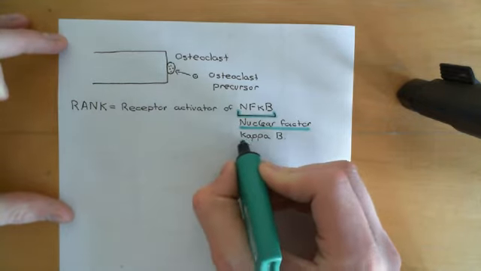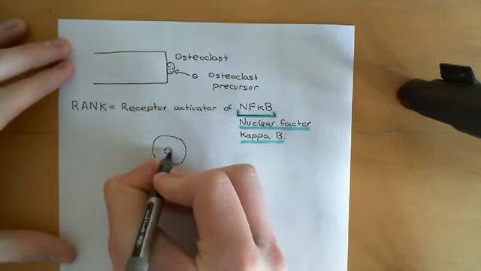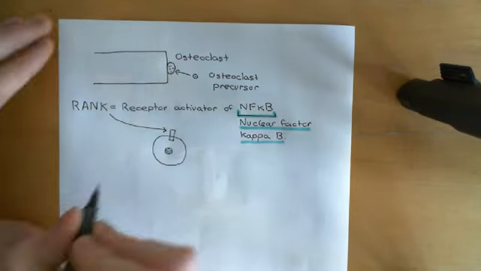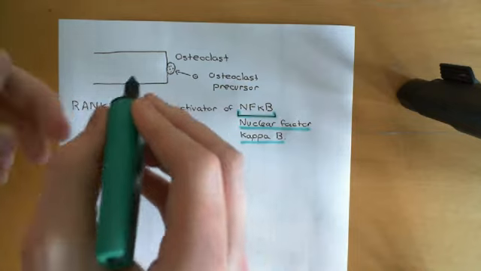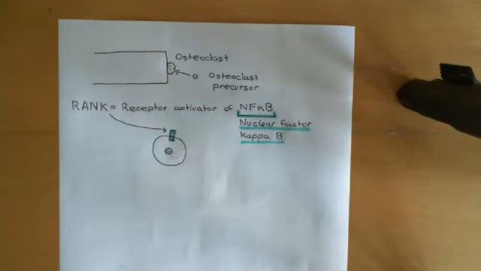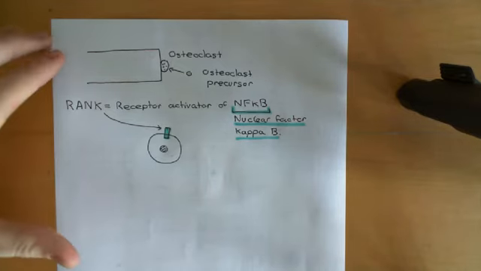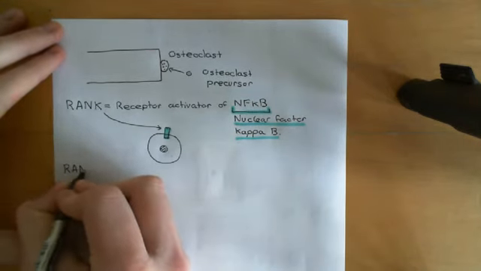Basically, if I draw an osteoclast precursor bigger here, these have this receptor on their surface, so I'll draw this here. This is one of these RANK receptors, the receptor activator of nuclear factor kappa B. In order to get the osteoclast precursors to actually produce an osteoclast, you need the receptor activator of nuclear factor kappa B on their surface to be stimulated. Now, what stimulates it? It's what's known as the receptor activator of nuclear factor kappa B ligand, which is written RANK-L.